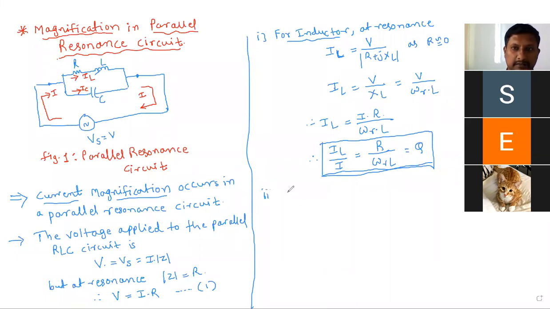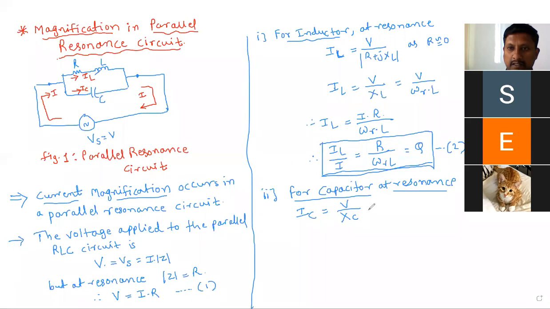Similarly for capacitor, I will give this equation number 2. For capacitor at resonance, IC is equal to total voltage V divided by XC. V is nothing but I into R, and XC is 1 upon omega R into C. So this goes to the numerator: I into R into omega R into C. That is nothing but IC.